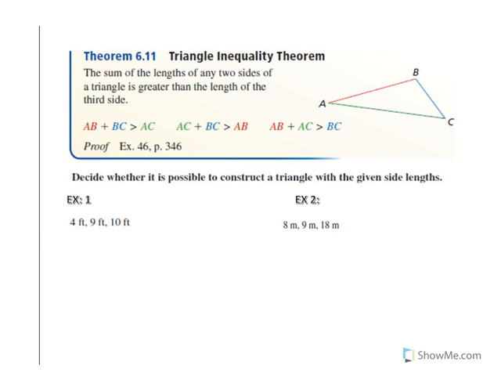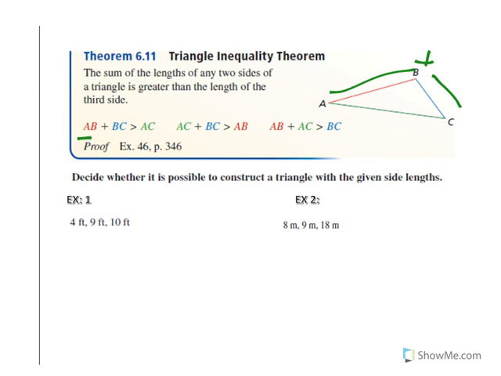This tells us right here, the sum of the lengths of any two sides of a triangle is greater than the length of the third side. In other words, we're talking about side AB. Side AB right here, I'm going to add it to side BC. When I add those two sides together, it must be greater than AC. Then we're going to go ahead and do the next one.